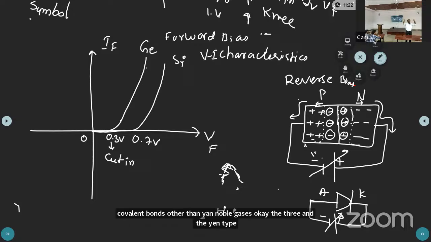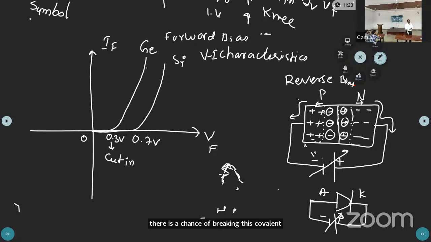There is a chance of breaking these covalent bonds by increasing the voltage, by increasing the temperature. How are we increasing the temperature? By applying the power supply, battery voltage. So due to that temperature, already formed covalent bonds in the P type semiconductor and in the N type semiconductor, some bonds can break. If the covalent bond is breaking, then what will happen? Free electrons and holes. Listen carefully.